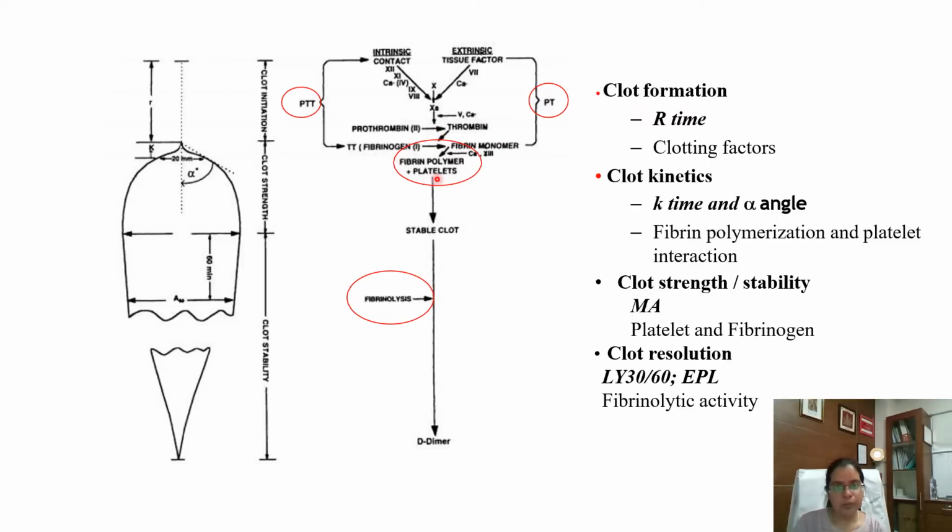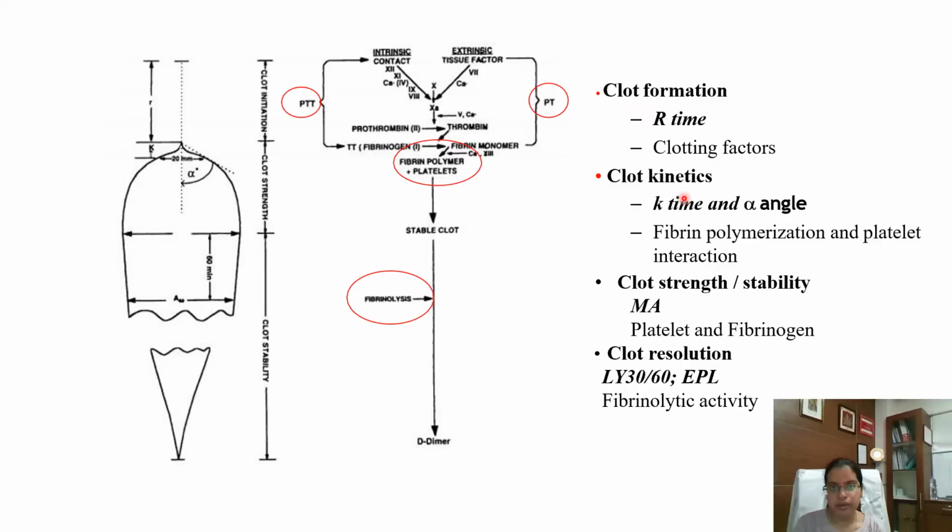It will not tell us about the clot kinetics, how fast the clot is forming, how stable our clot is, how long our clot is lasting, that is fibrinolysis. So all these we can know by thromboelastogram, which measures the efficiency. As compared to PT and APTT, which only measure whether the clot has been formed or not, it can be correlated with the R time, which denotes the initial fibrin formation, which is dependent on the clotting factors.